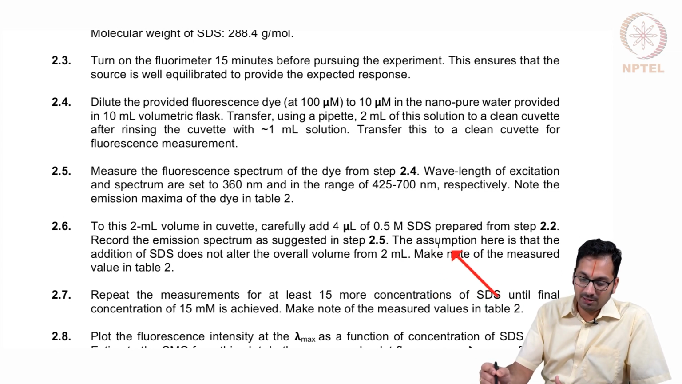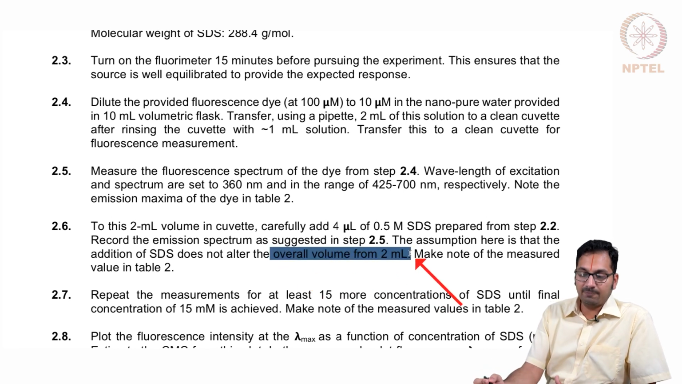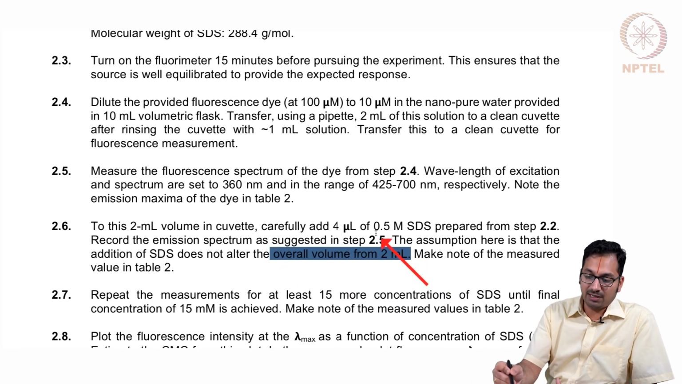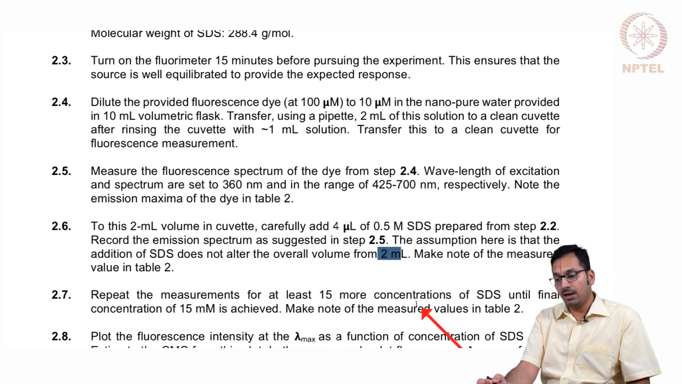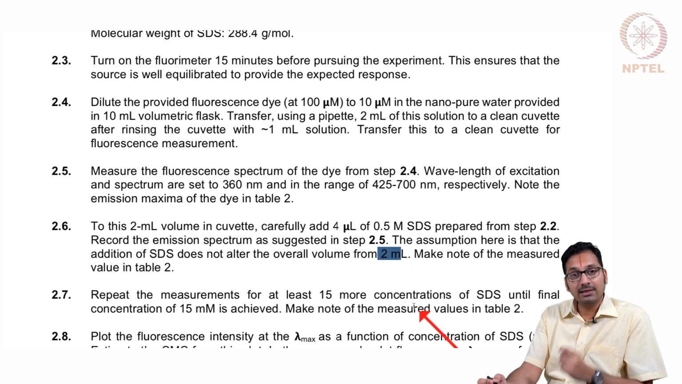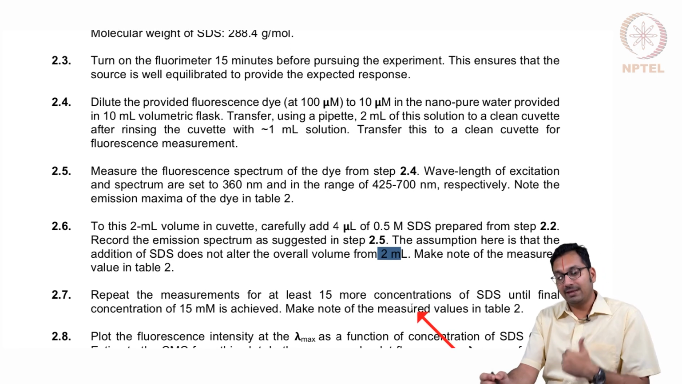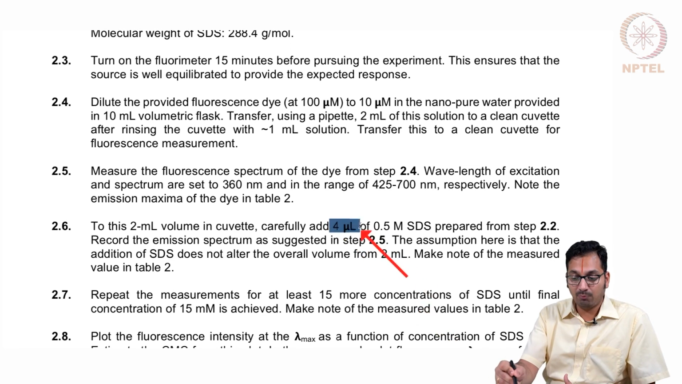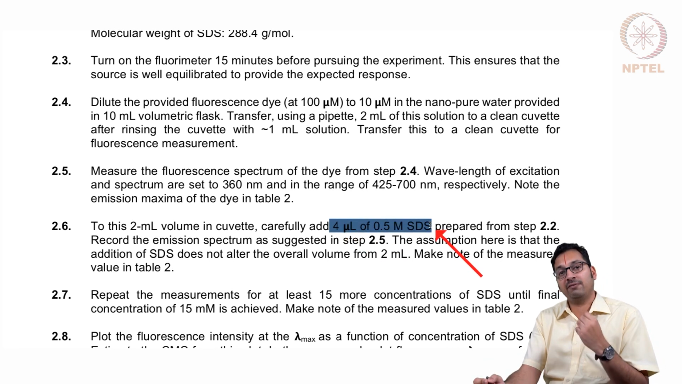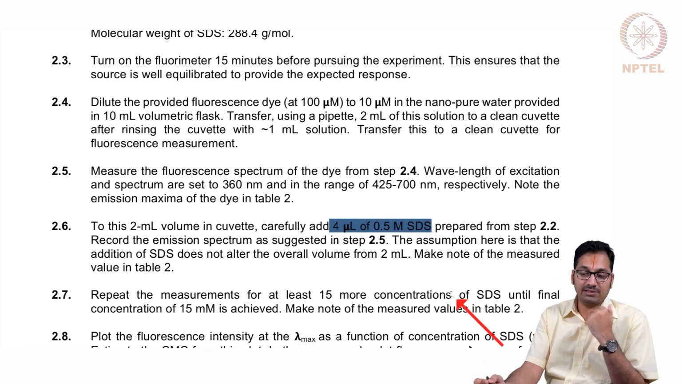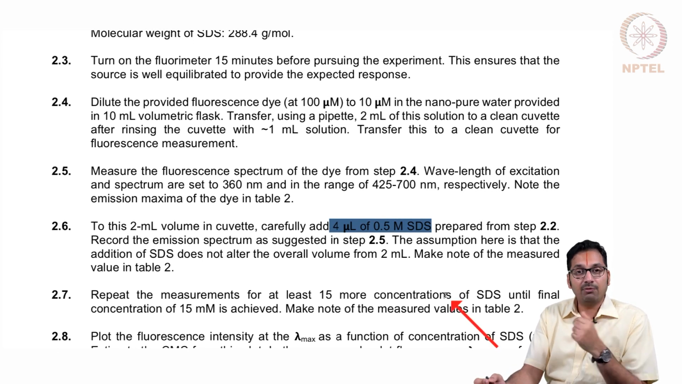So once that is done, once again you repeat the fluorimetric measurement, you assume that the overall volume is 2 ml. If you realize you are adding 4 microliters to 2000 microliters, so it's an assumption that goes into place. So any volume that comes up, you should be carefully getting the molarity of the final concentration of SDS by using the formula that you have seen before, that is M1V1 is equal to M2V2.